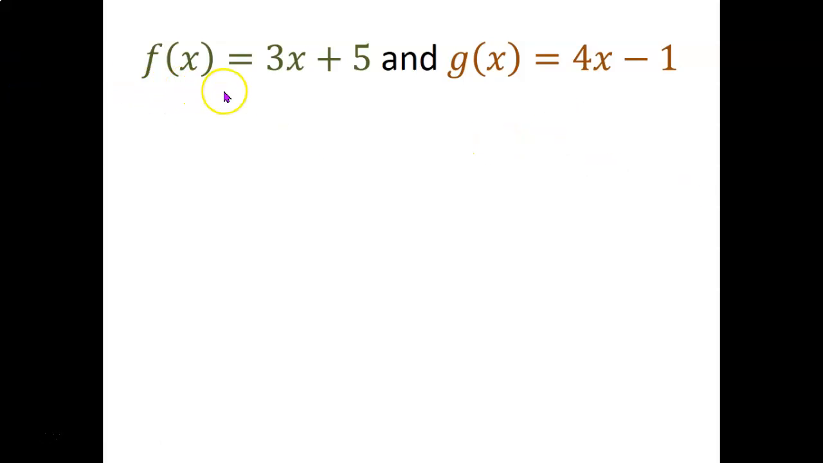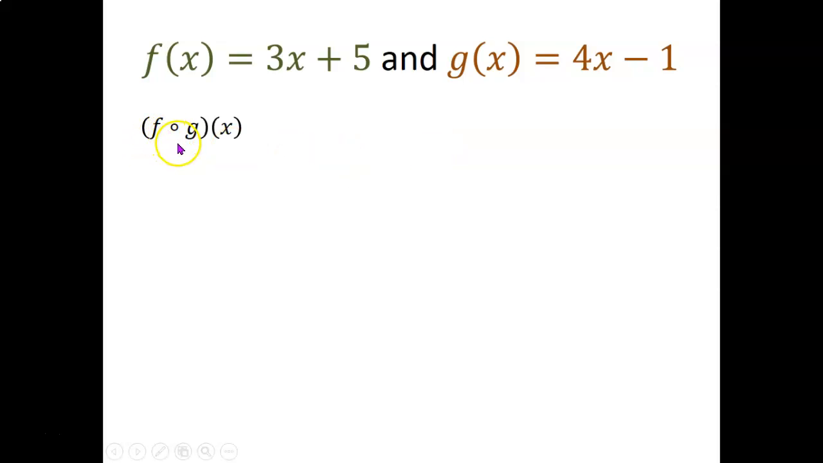So in this example, we're back to f of x being 3x plus 5. So f takes whatever you give it and gives you 3 times that thing plus 5. And g of x is 4x minus 1. So g takes whatever you give it and gives you 4 times that minus 1.